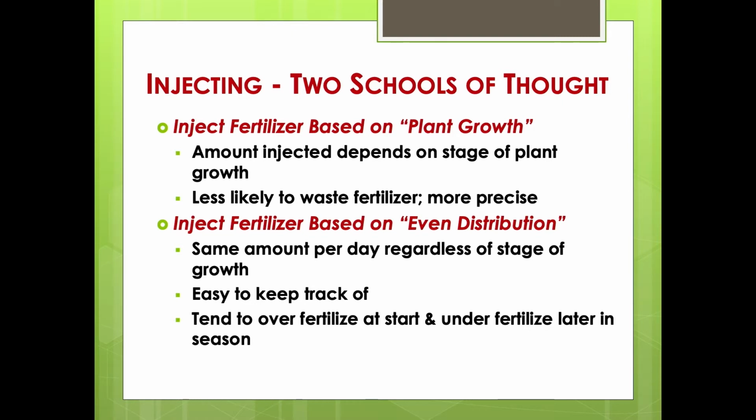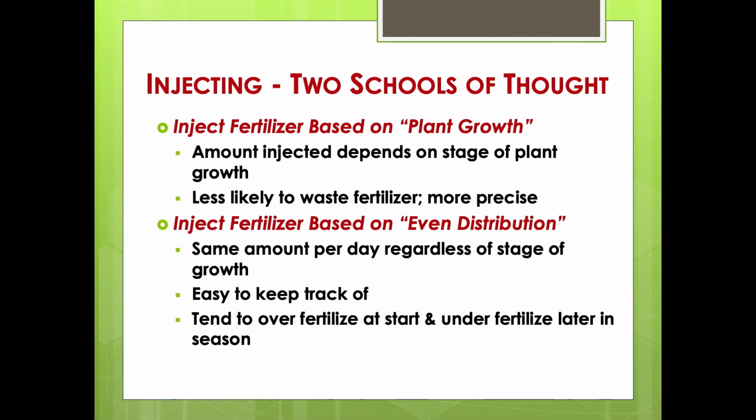With the plant growth curve injection, the amount that you inject depends on the stage of growth and the particular crop you might be growing. But you're less likely to waste fertilizer. This is a much more precise system. With the even distribution, you're always putting out the same amount of fertilizer every day or every other day, however often you're doing it. It's easy to keep track of. You're always dealing with the same thing. You're not altering anything.